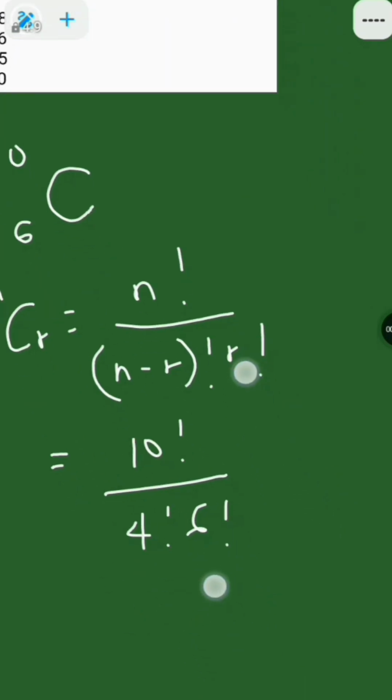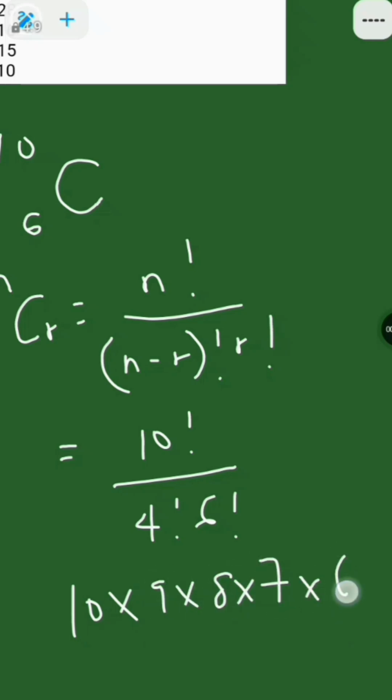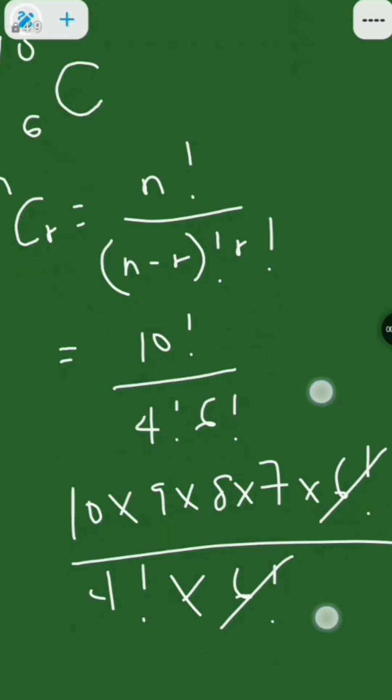At this stage, don't stress yourself. Just break down 10 factorial to look like 6 factorial. So 10 factorial is 10 times 9 times 8 times 7 times 6. Stop at that point. Divided by 4 factorial times 6 factorial. So these two parts are the same. 6 factorial cancels out 6 factorial.